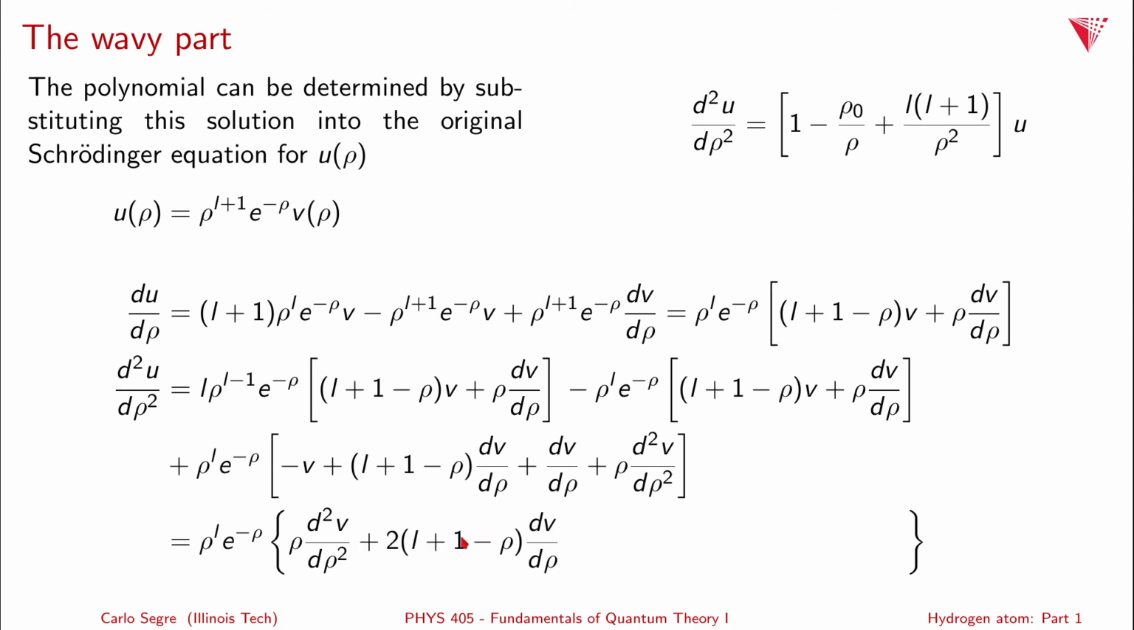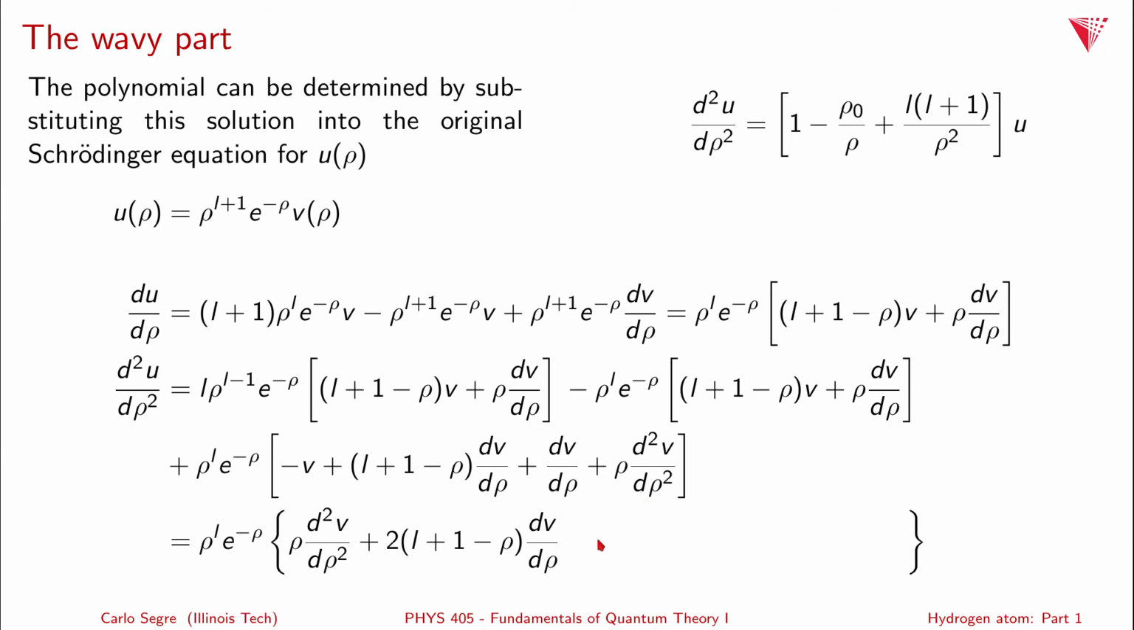And so I get 2 times L, this one had an L in front of it, plus 1 minus rho dv d rho. Right, so I had an L plus 1, I get another L here, I get another 1 here, and then I have 2 terms with rho dv d rho, this and this. And so that gives me these terms here.